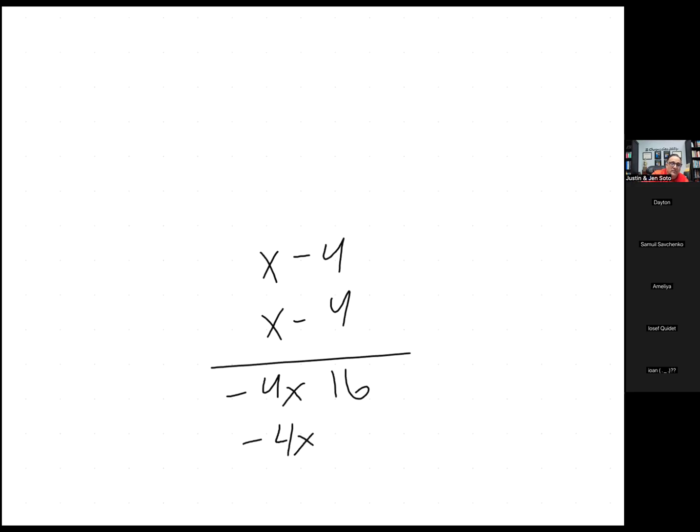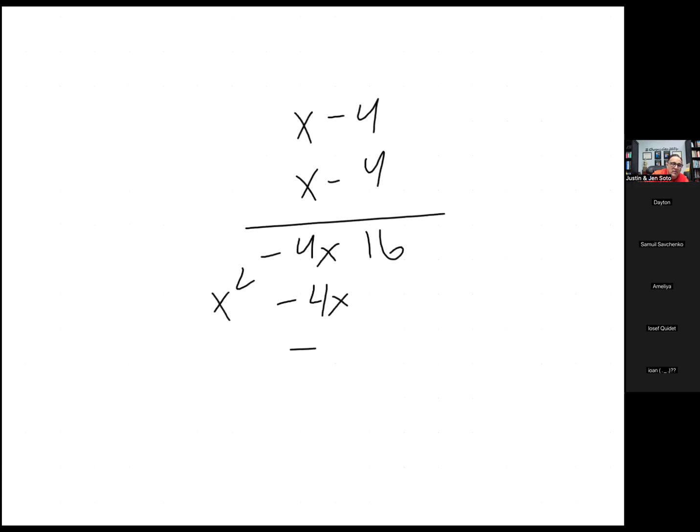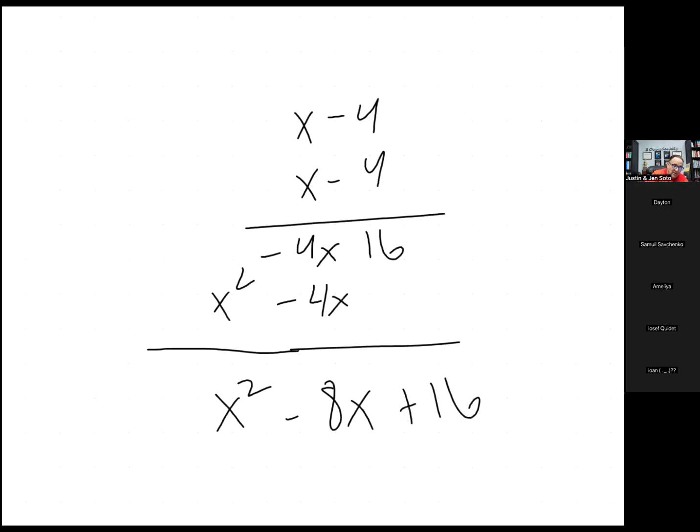Why did you not add the minus 4x and minus 4x to get negative 8x? Say that again. Why did you not add the minus 4x and minus 4x to get negative 8x? I just didn't. I didn't finish it, but maybe I should have. Let me do it again. Negative 4 times negative 4 is positive 16. Negative 4 times x is negative 4x. X times the negative 4 is negative 4x. X times x is x squared. Answer, x squared minus 8x plus 16. Letter C.